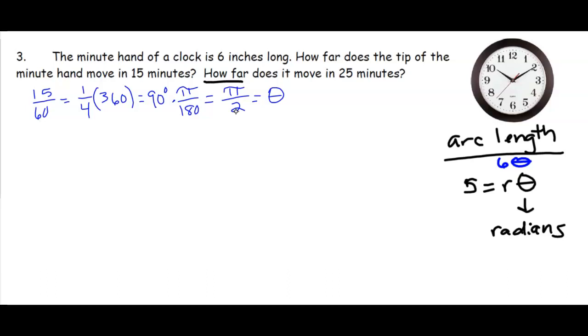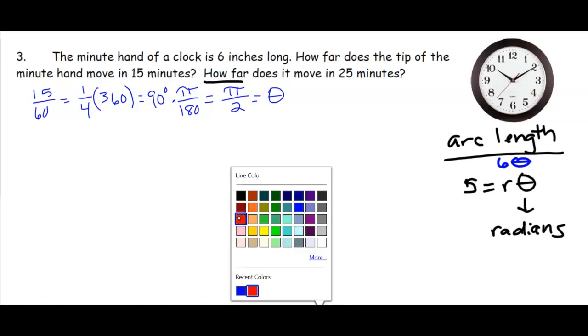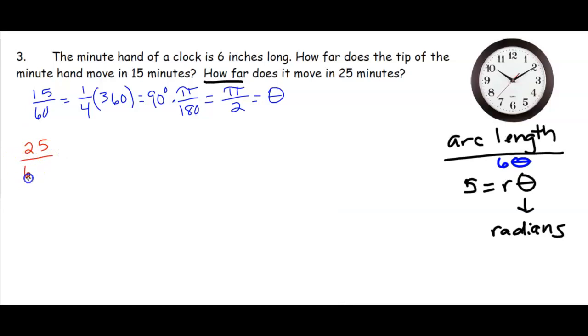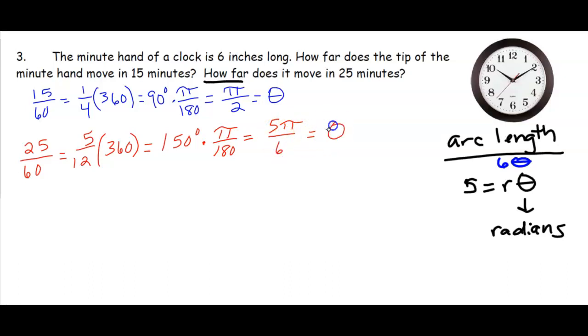Doing it for the 25 minutes is very similar. You're going to put 25 over 60 because it's 25 out of the 60 minutes. Go ahead and reduce that down to 5/12. To figure out how many degrees, we're just going to multiply by 360 because it's 5/12 of your circle. So 5/12 of 360 will give us 150 degrees. And again, we want to make sure we put that in radians, times pi over 180, and reduce that down. You will get 5 pi over 6, and that's your theta.